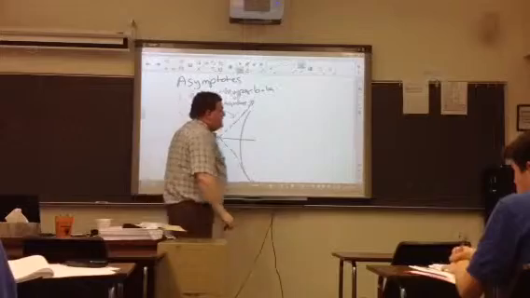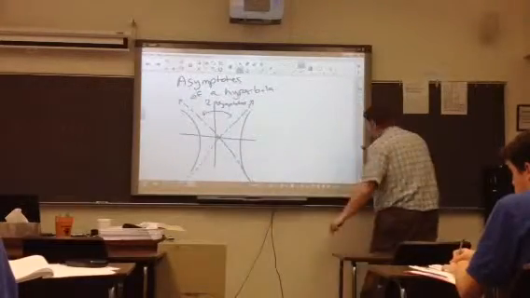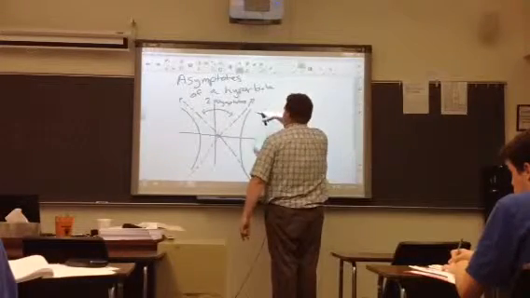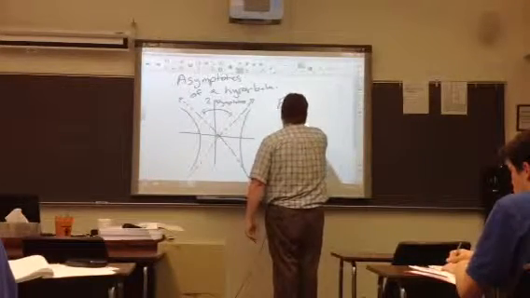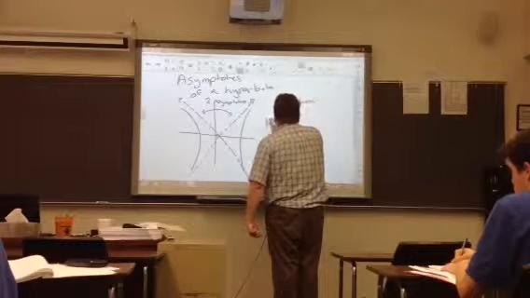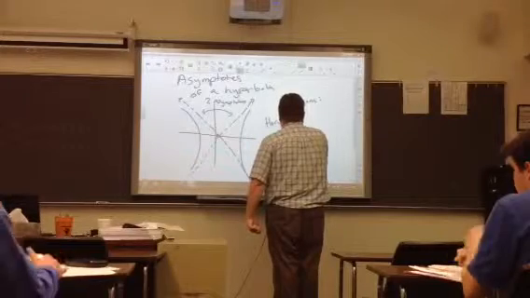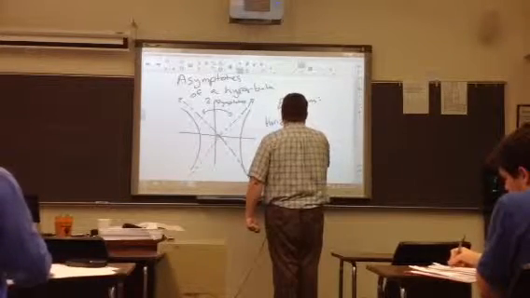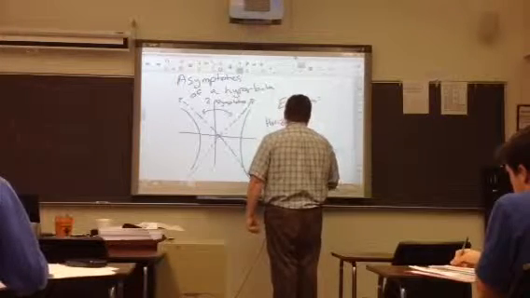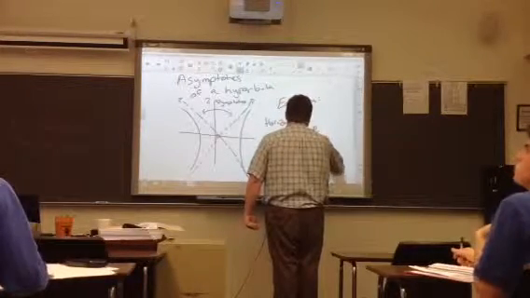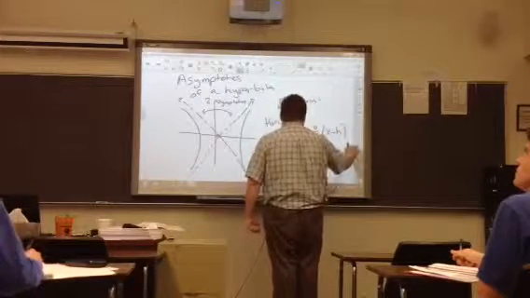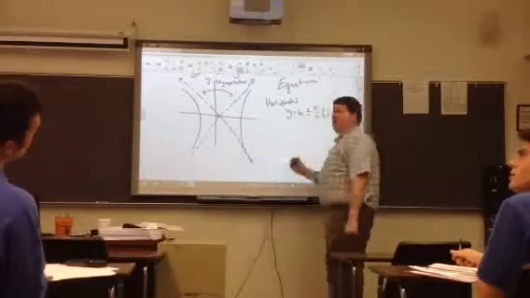And the equations for them are fairly easy to find. So those asymptotes, the equations are, for the horizontal, y equals k plus or minus b over a times x minus h. So mine is b over a.